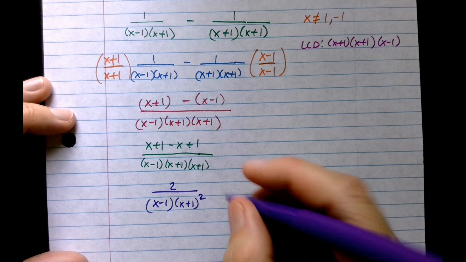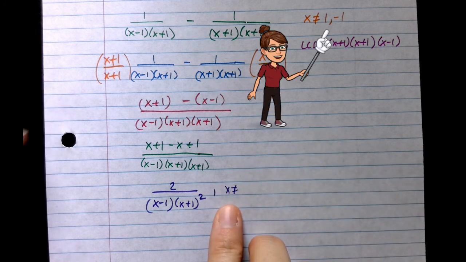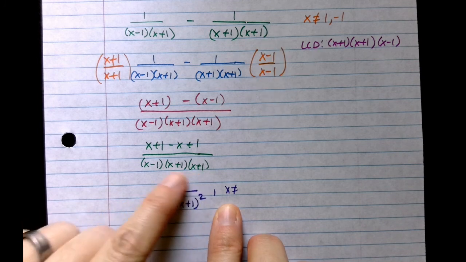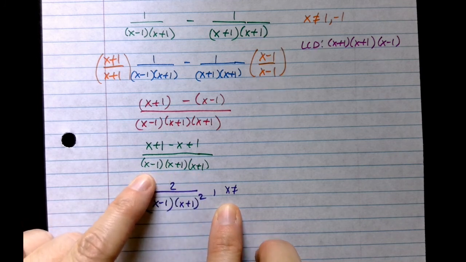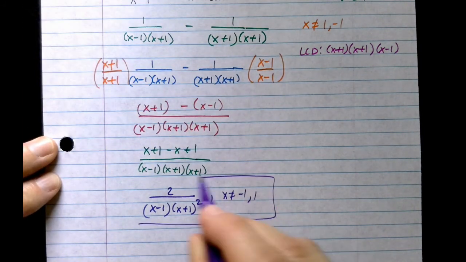Let's look at our restrictions. Did any new restrictions get generated? Well, look at your denominator. It's plus 1, minus 1. Those will all give us the same restrictions we already figured out up here.